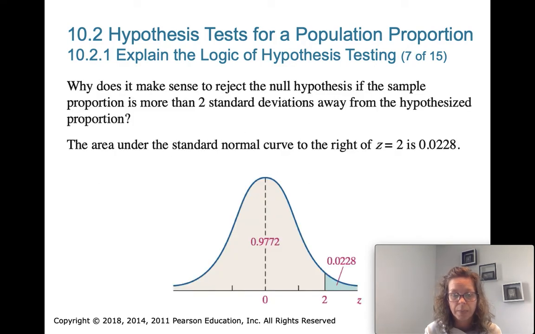So this is the picture of what that looks like. The area under that curve above the 2 standard deviations is only 0.0228. That's so tiny. So there's only about a 2% chance that this sample happened by accident. So we'd have to believe that the proportion is actually higher than 50%.